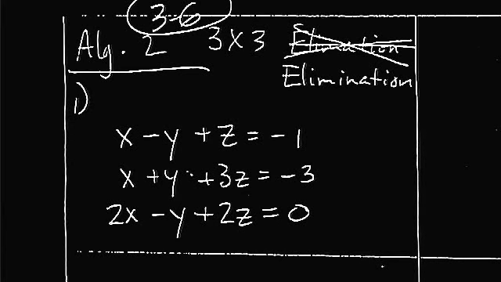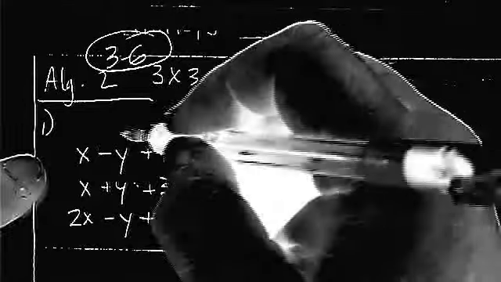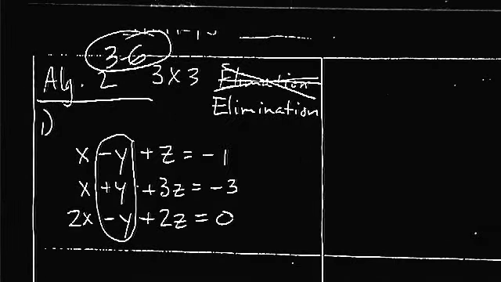Alright, Algebra 2, we're talking about 3 by 3 elimination, and this is found in section 3.6. We're going to be doing a lot of eliminating this. There is another way to handle it, but we won't get to that way right away. We're going to be dealing with elimination first. So what I like about this problem is when I look here, I see some very nice stuff going on there.